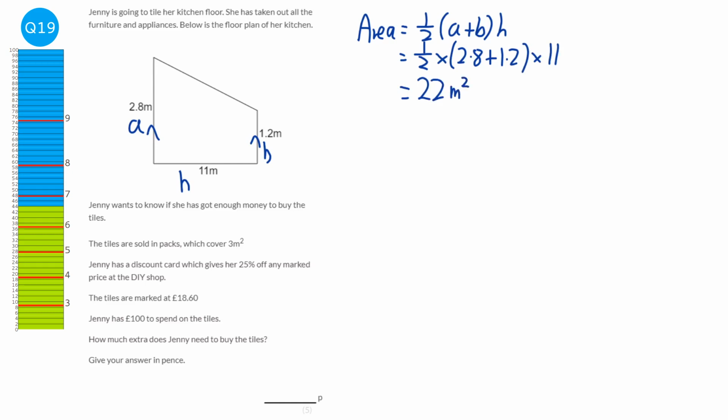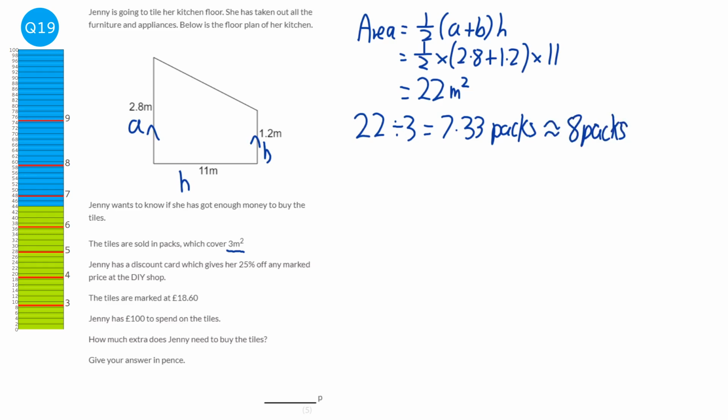And it says here that the tiles are sold in packs which cover 3 meters squared. So if each pack covers 3 meters squared, we're going to do 22 divided by 3, which will be 7.33 packs that we need. Now obviously you can't get 0.33 of a pack, so we're going to have to get 8 packs and just have some left over. So we'll need 8 packs in total.